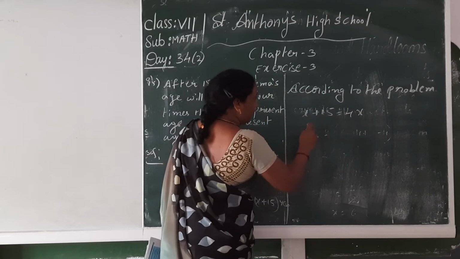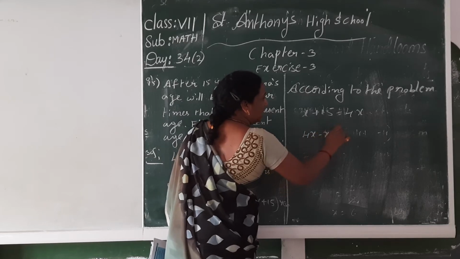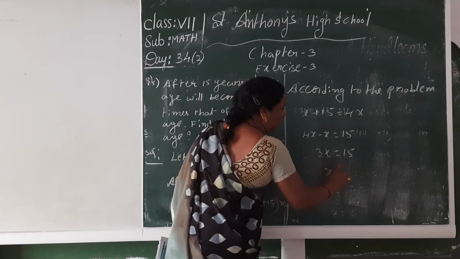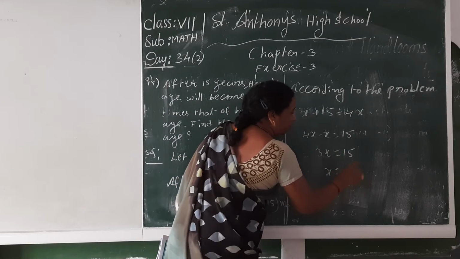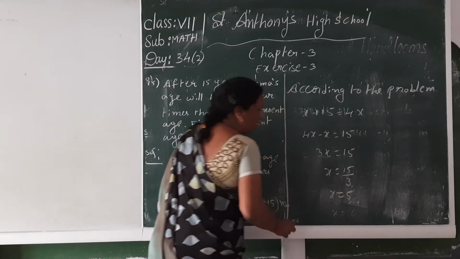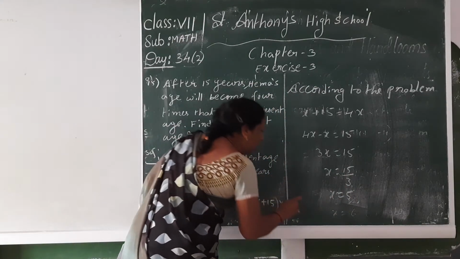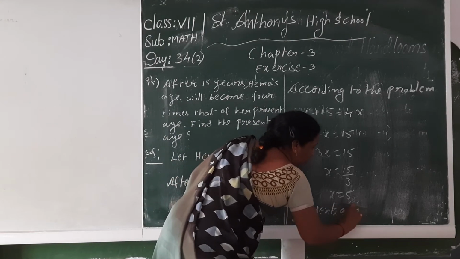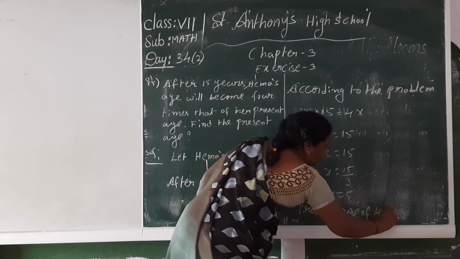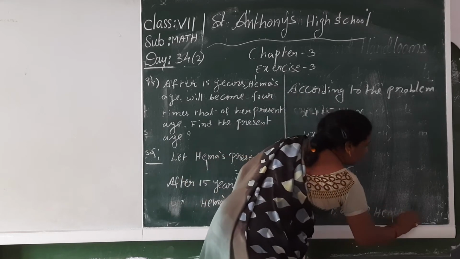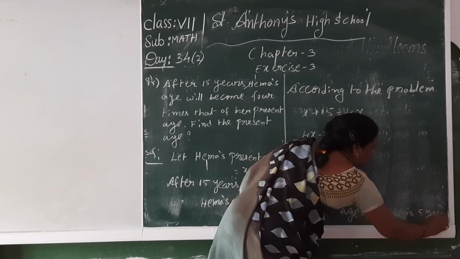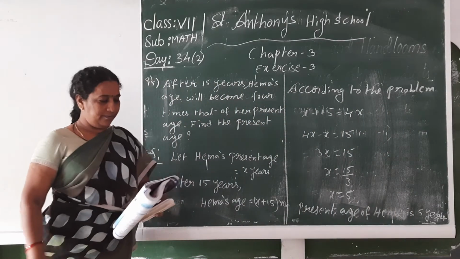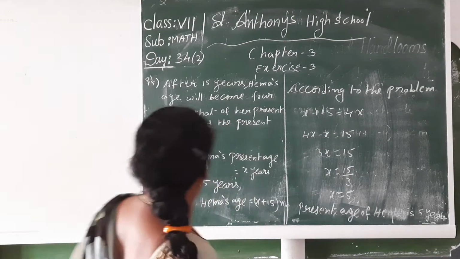Now, 4x minus x is equal to 15. Now 3x is equal to 15. x is equal to 15 by 3. Now x is equal to 5. Now present age of Haman is 5 years. Okay, children? Okay, then 11th problem.